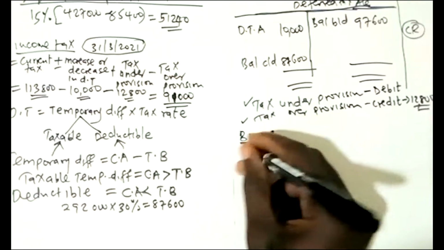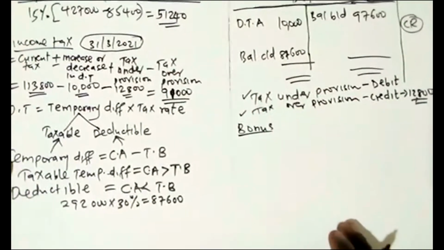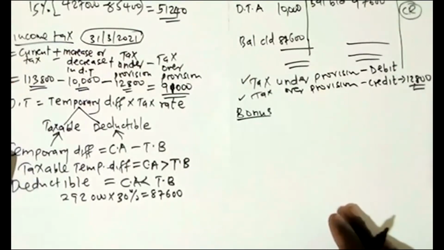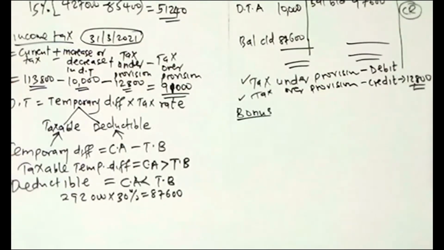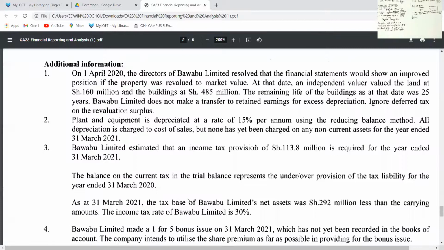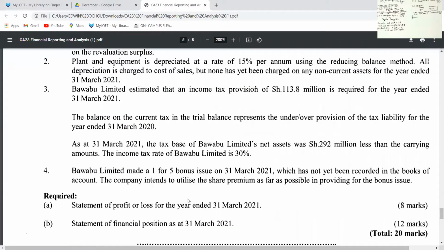It's something they mentioned about the bonus. In the last additional information, they said that Bawab Limited made a 1 for 5 bonus issue on 31st March 2021, which has not yet been recorded in the books of accounts. The company intends to utilize the share premium as far as possible in providing for the bonus.